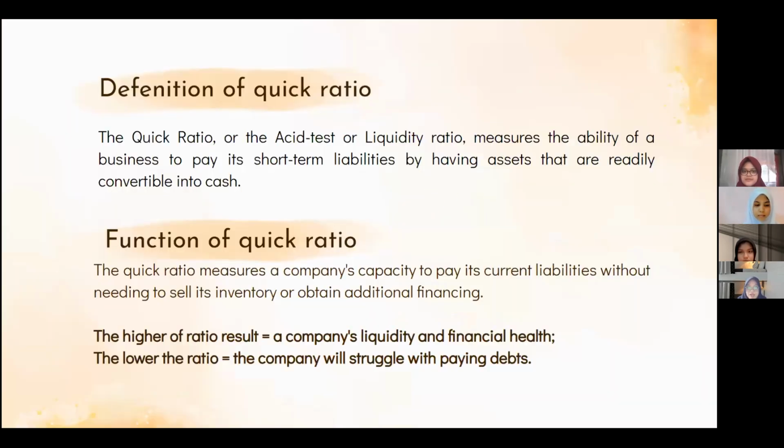Quick ratio formula or the acid test or liquidity ratio measures the ability of a business to pay its short-term liabilities by having assets that are readily convertible into cash, while it measures a company's capacity to pay its current liabilities without needing to sell its inventory or obtain additional financing. The higher ratio result means a company's liquidity and financial health, while the lower the ratio equals to the company will struggle with paying debts.